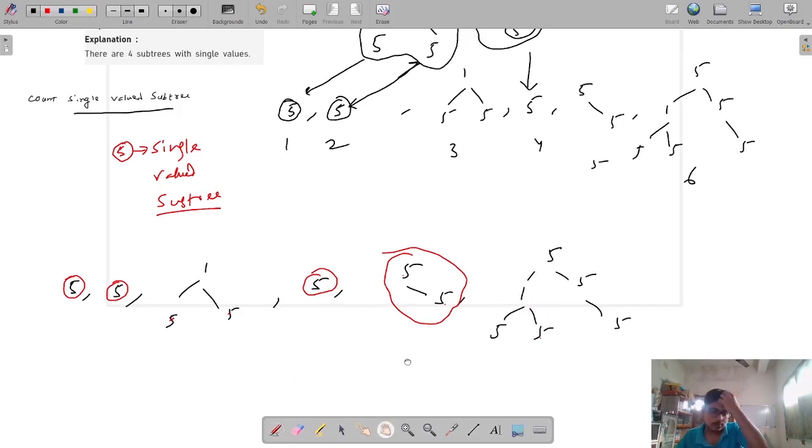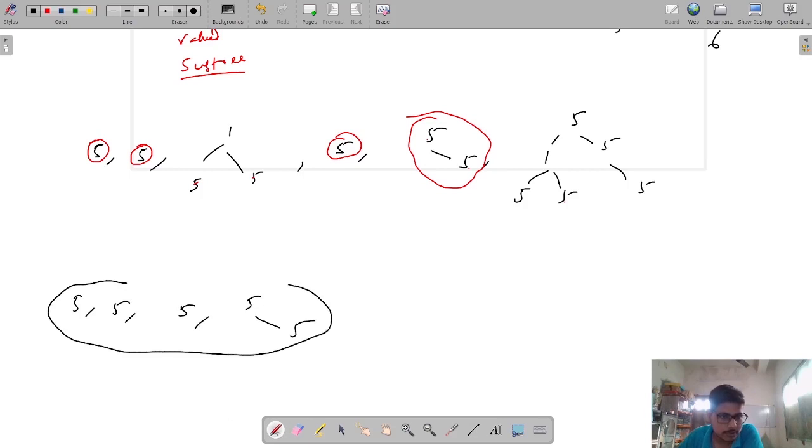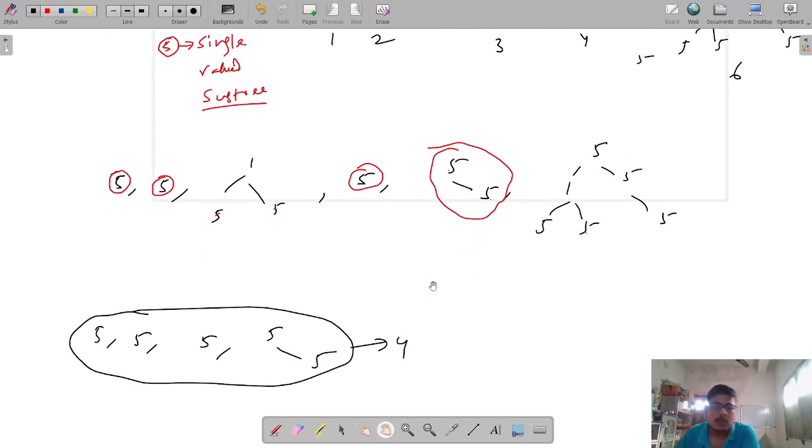So what are the results? The results are 5, 5, again 5 and 5, 5, right? So you can see the answer is 4. You have to count the number of single valued subtrees. So the answer here is 4, right? You can see that their answer is 4. Okay.